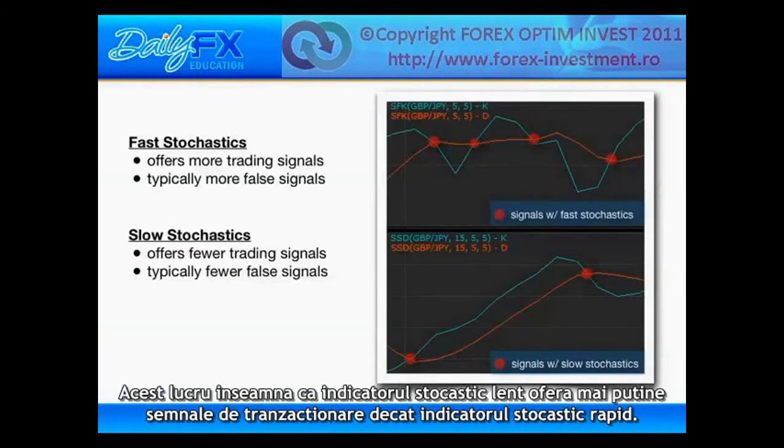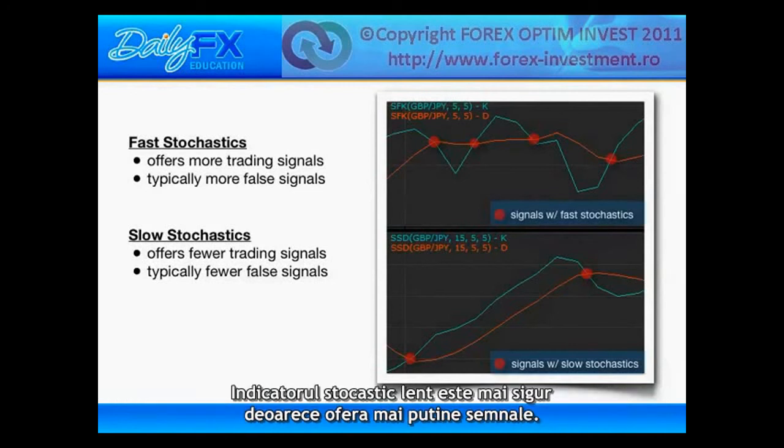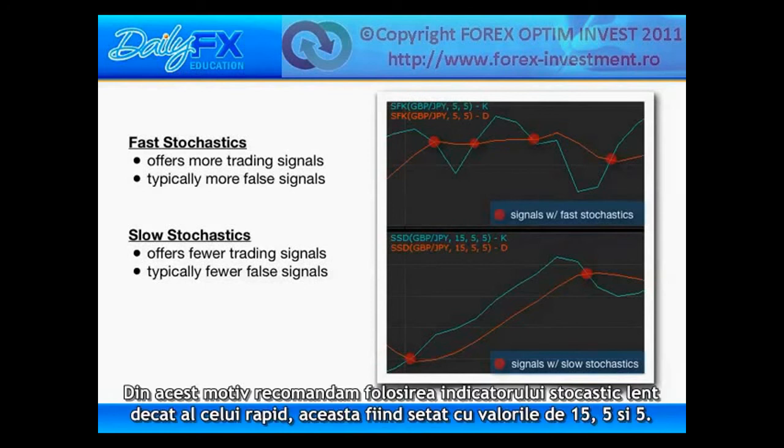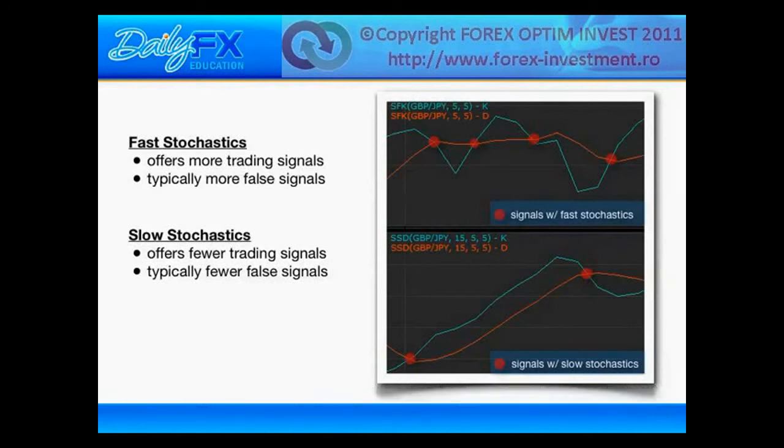Usually this means that using the slow stochastics offers fewer trading signals than fast stochastics, but they can also be more reliable since they typically generate fewer signals. For this reason, we recommend using slow stochastics rather than fast stochastics, with the setting of 15, 5, and 5.